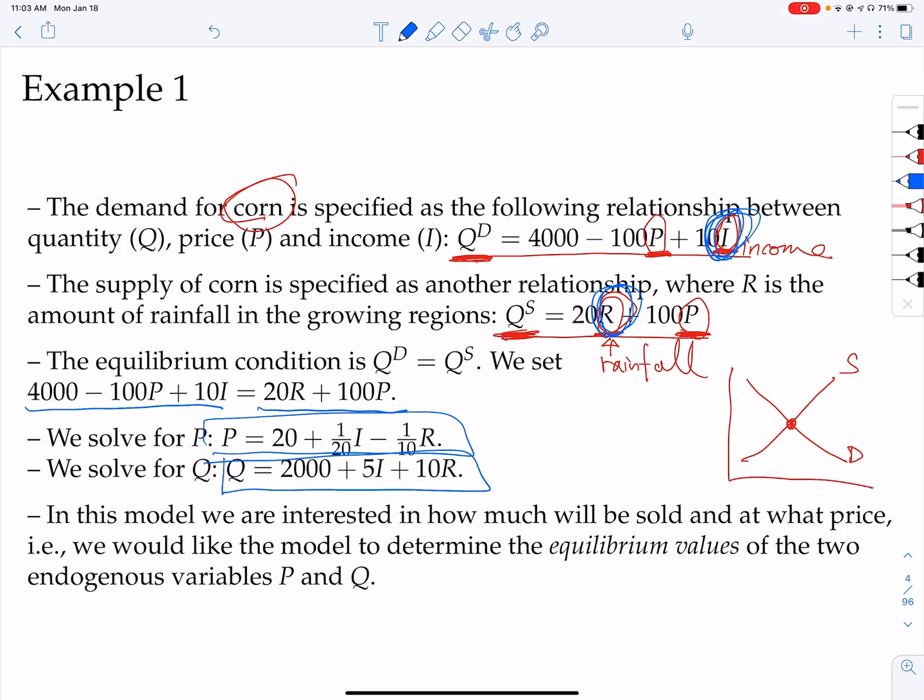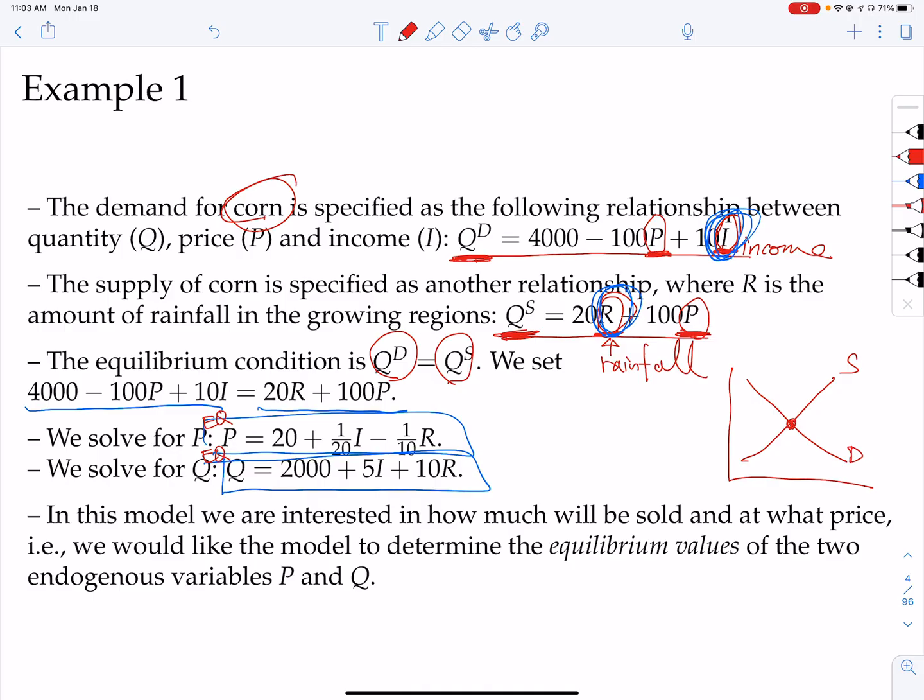So this is the equilibrium price, and this is the equilibrium quantity. Okay, which is different from, I mean, in the end, they're going to be the same, but ex ante, they're not the same thing, right?